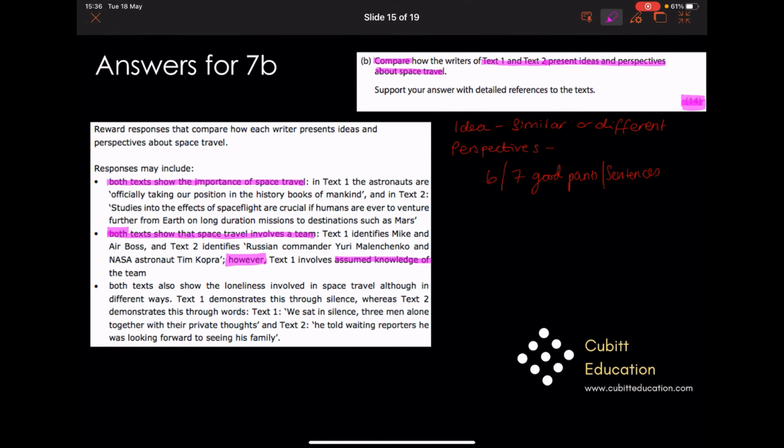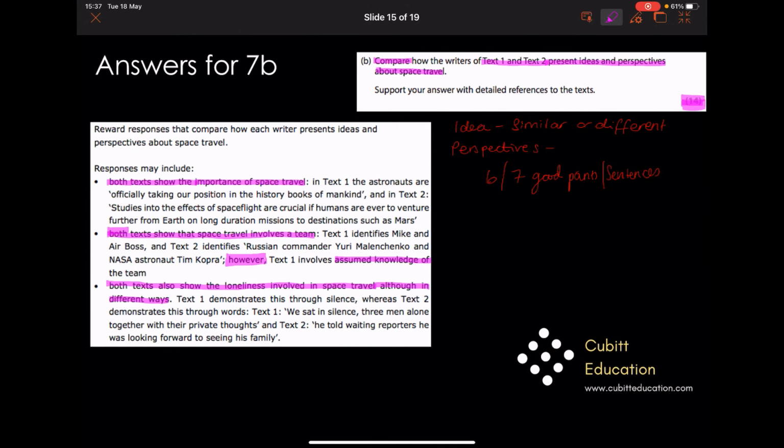So that's quite a nice sentence. The next point says that both texts also show the loneliness involved in space travel, although in different ways. Okay, again, a very good example. They've both talked about how it's lonely, but they've talked about it in different ways, and then they go on to give you an example from each text.